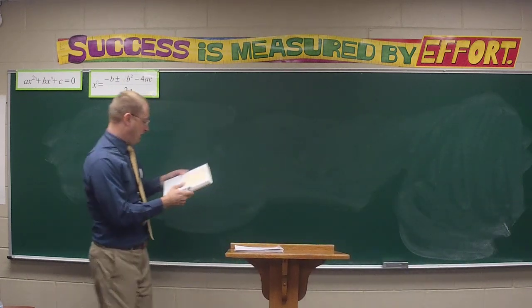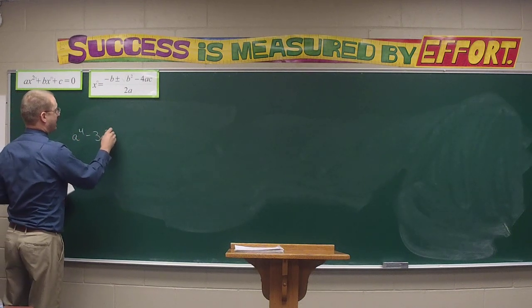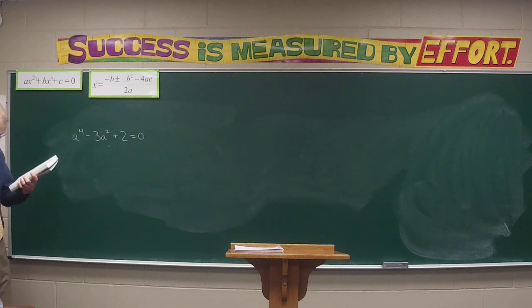Number 1, we had a to the 4th, negative 3a squared, positive 2, all equal to 0. Again, normally we would set it equal to 0. They already did that for us. In fact, they did that on every problem on the page. I'm not sure if they're trying to help us or they're trying to insult us. But hey, if an insult helps you out, don't complain.